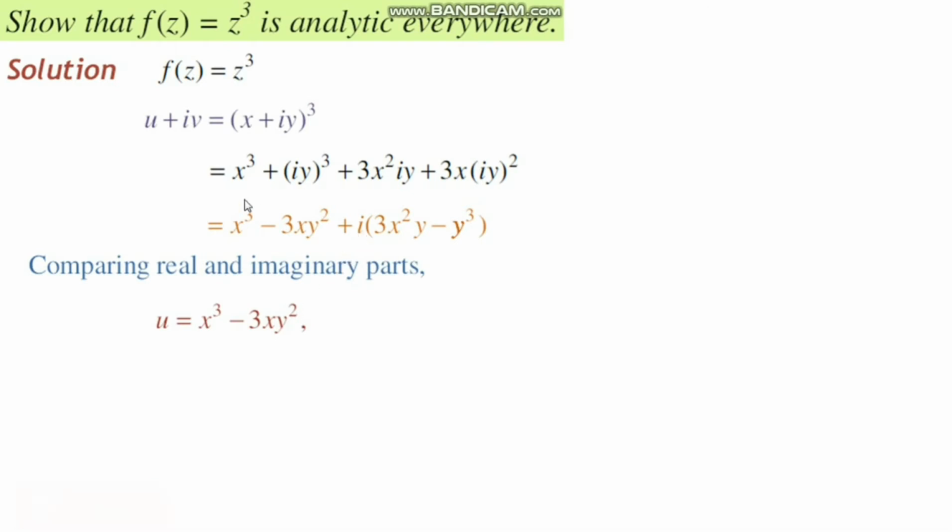Here we have i, the coefficient of i, v equal to 3x square y - y cube. u is called the real part of the function, v is called the imaginary part of the function.